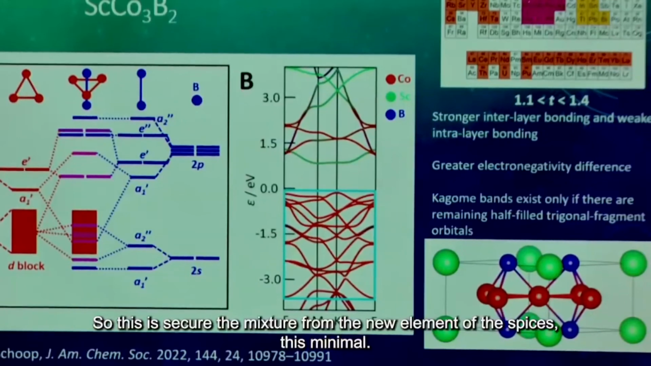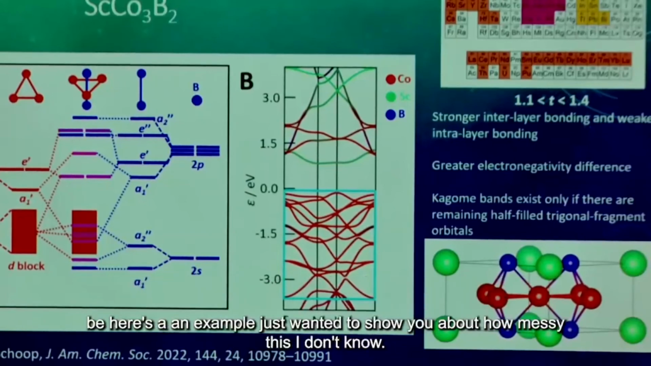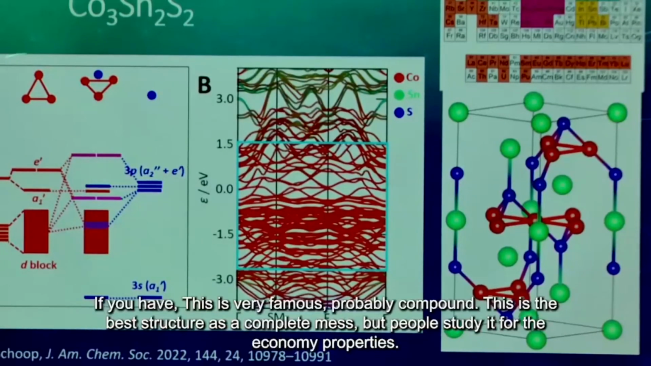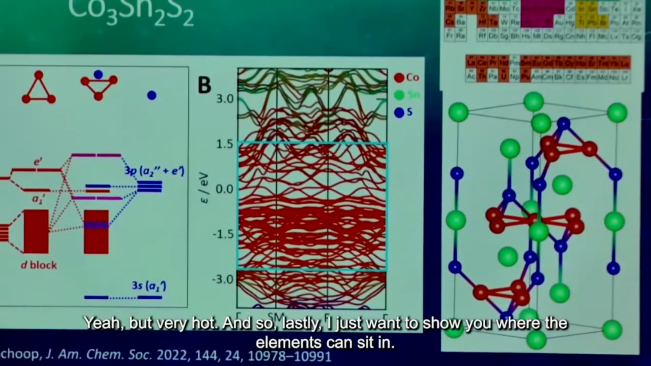And again, you see even here for all these intermediate tolerance factor compounds, the Kagome atom is basically always a d electron atom. So the band structures will always be this kind of convoluted. Here's an example. I just wanted to show you how messy it is. I don't know if you're aware of this. It is a very famous Kagome compound. This is the band structure, it's a complete mess, but people study it for their Kagome properties. It falls in the intermediate tolerance factor range where there's some interaction with the layers, and there are Kagome bands hidden here, but very hard to see.